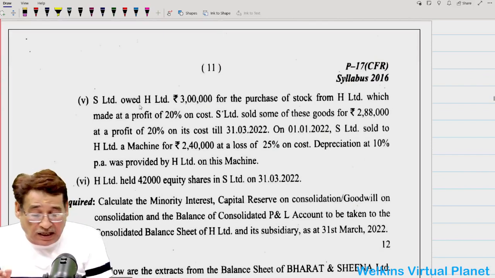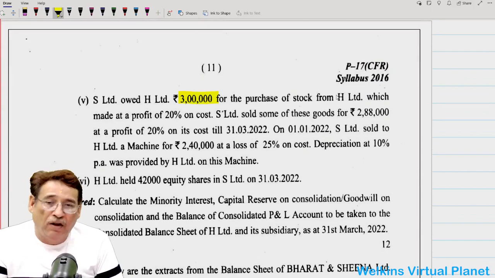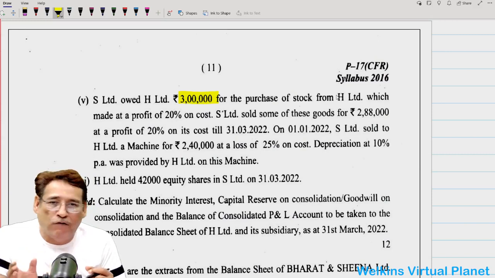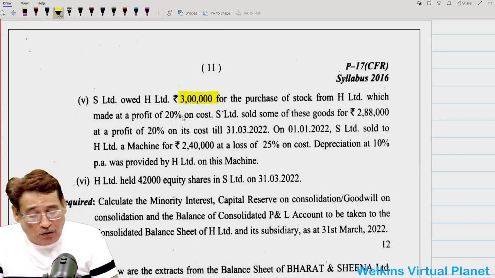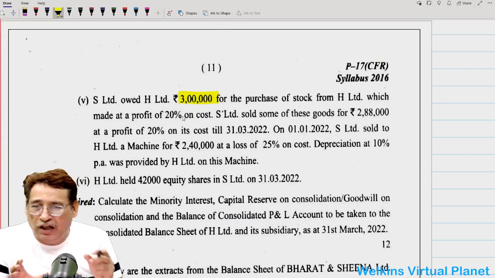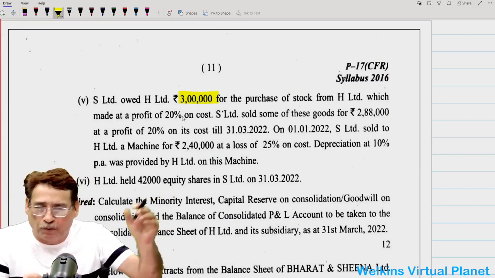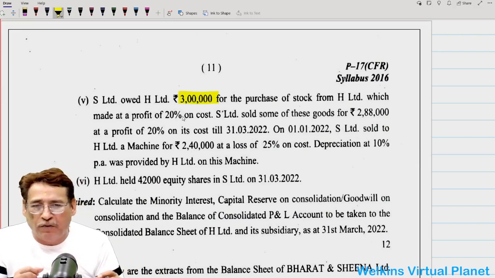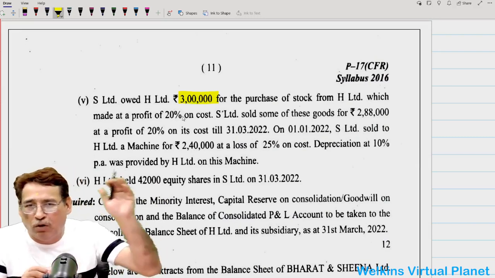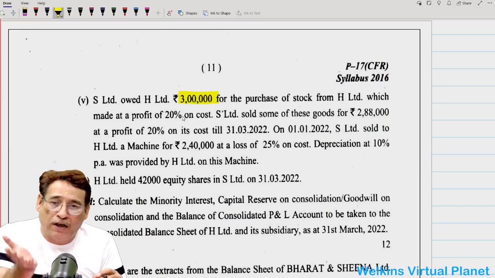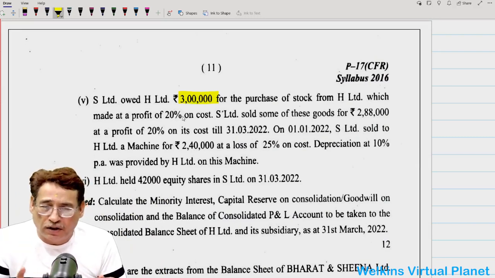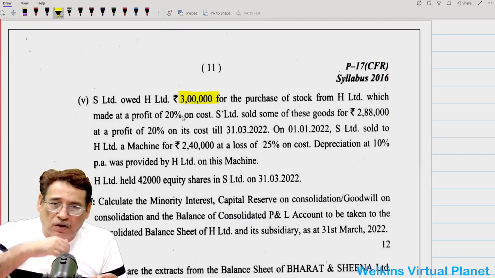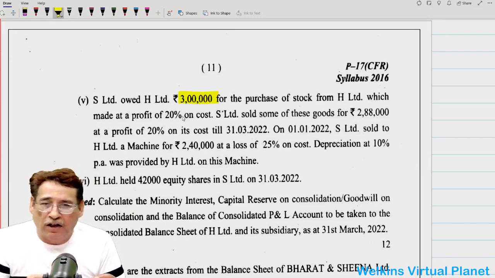Then there is another line that S Limited owed 3 lakh for purchases of stock from H Limited. Because it is given that S Limited owed, that means S Limited must have purchased 3 lakh worth of goods from H Limited. And to confuse you, it is also given that out of 3 lakh worth of purchases, 2,88,000 worth of goods have been sold by S Limited at some profit. But this is irrelevant information. We are not concerned with the goods which have been sold by S Limited. Out of 3 lakh, what we are more concerned with is how many goods are still in the stock with S Limited at the end of the period.